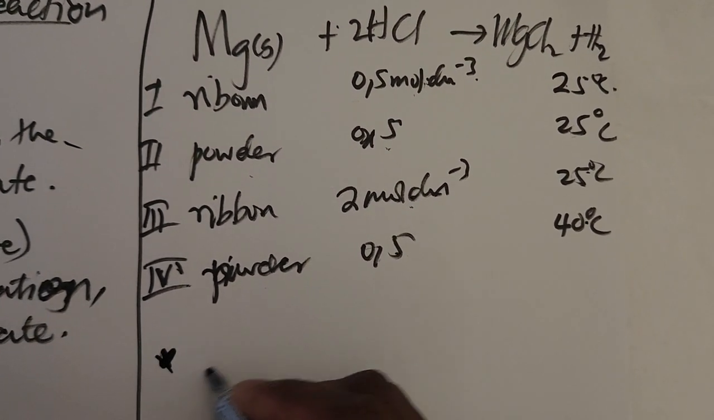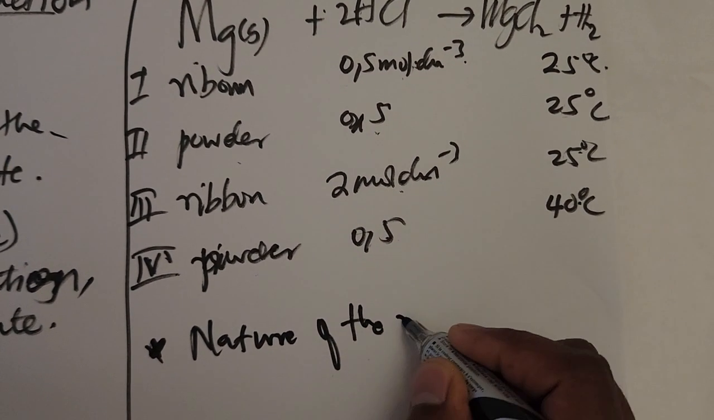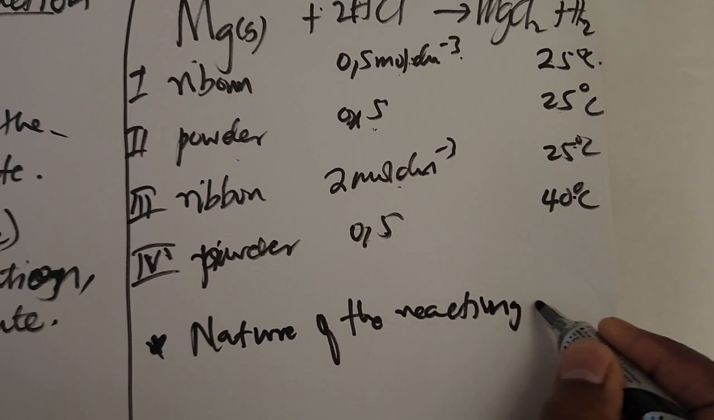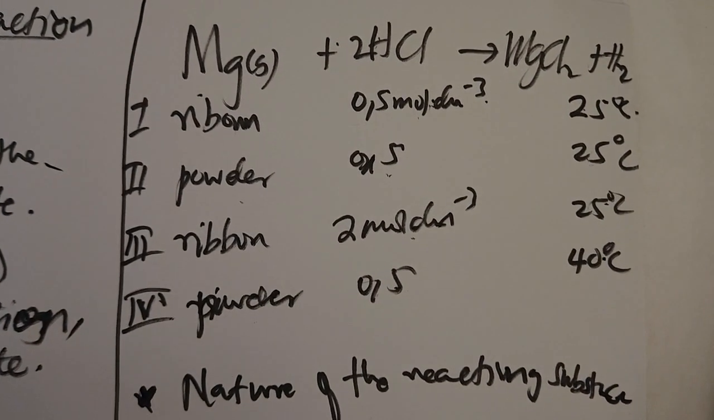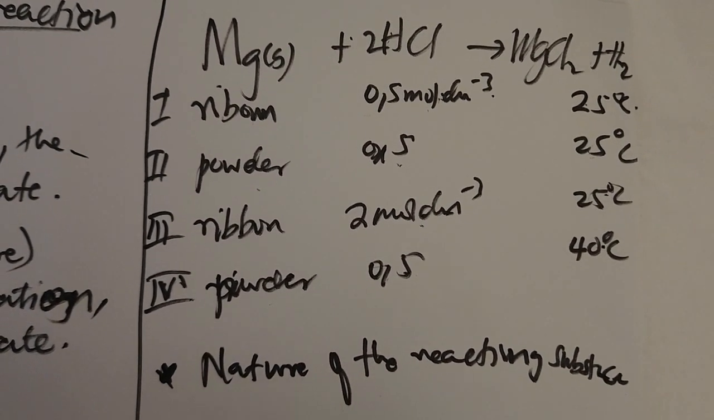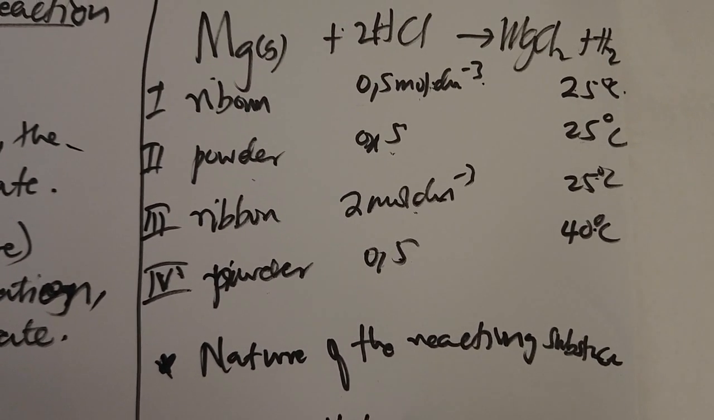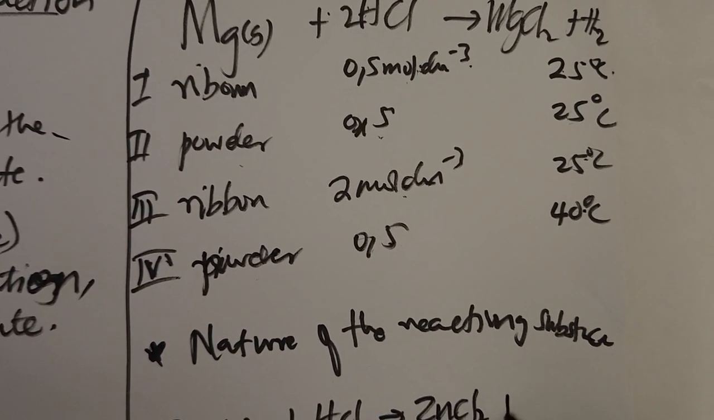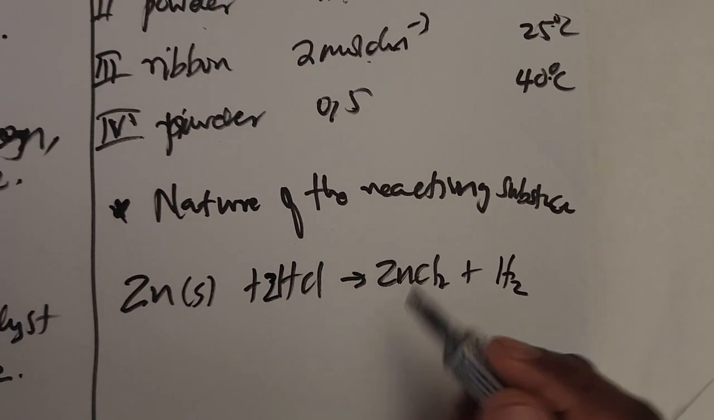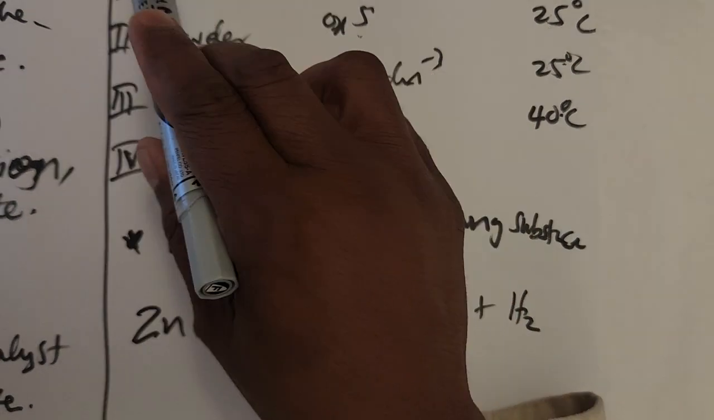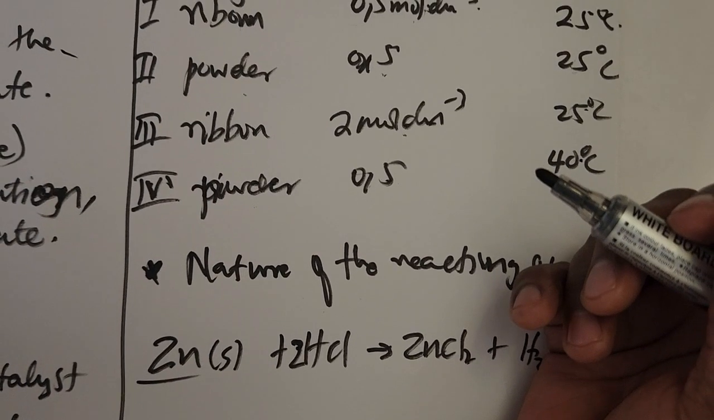Now that brings me to the last factor, the nature of the reacting substance. This one normally changes the reaction now. I have to change. If I use zinc, in this case plus HCl, forming zinc chloride plus hydrogen. Now they ask you which one will happen at a faster rate. Now I'm going to look at the reducing ability of these two. Which one is a stronger reducing agent?